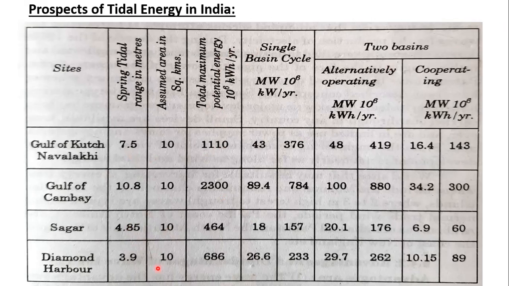Sagar, Diamond Harbour, Gulf of Cambay, and Gulf of Kutch. These are the assumed areas, and this is the total maximum potential per year, and these are all using single basins. And for each basin we are getting this kW or MW. And how many basins? Two basins, operating alternatively and cooperatively, combined and alternatively.